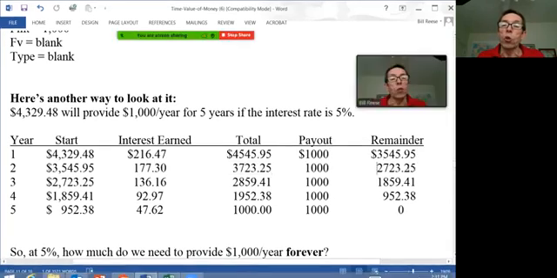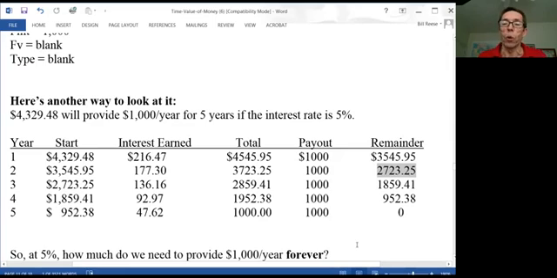And so that leaves you with $2,723.25. Well, if that's what you have at the end of year two, that's also what you're going to have at the beginning of year three. During year three, that money is going to be earning you 5% interest. 5% of $2,723.25 is $136.16. You receive that money at the end of the year because we have annual compounding. So when that gets added to what you had at the start of the year, you're going to have $2,859.41.